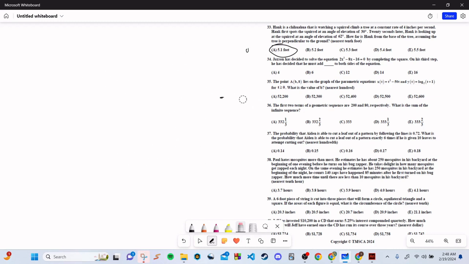to question 34. Okay, so Jason has decided to solve this equation by completing the square. On his third step, he has decided he must add blank to both sides of the equation. Okay, so you just gotta know how to complete the square. So first thing is you make sure the a term is 1. So we're going to divide everything by 2.